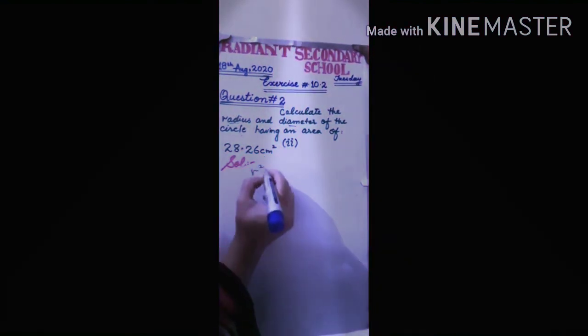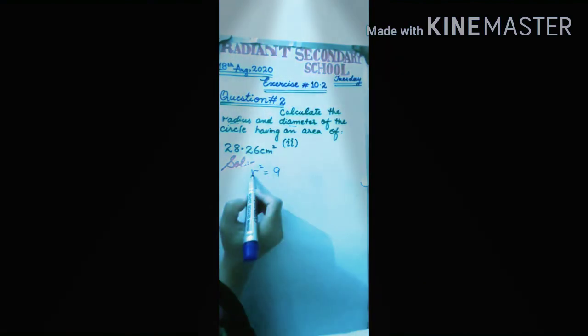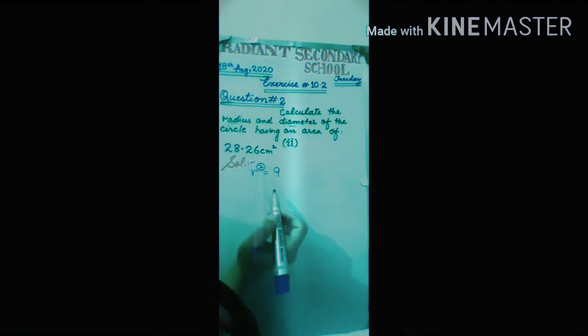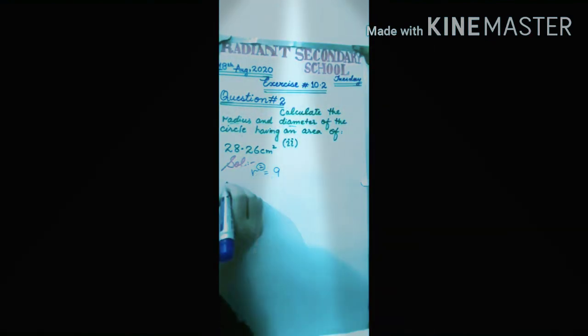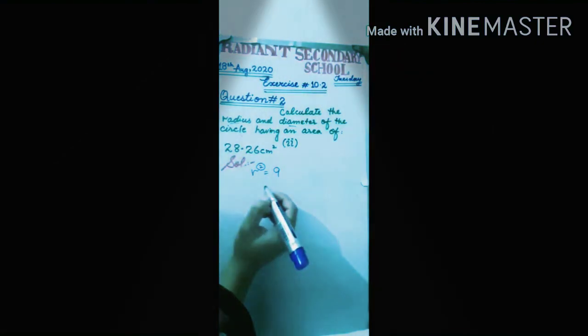Now r square is equal to 9. Okay, now we need the radius, not the radius square. We have to remove this square first. So for removing this square, the power is square, we have to take the square root on both sides. So you can write a square root on both sides, or taking under root on both sides.